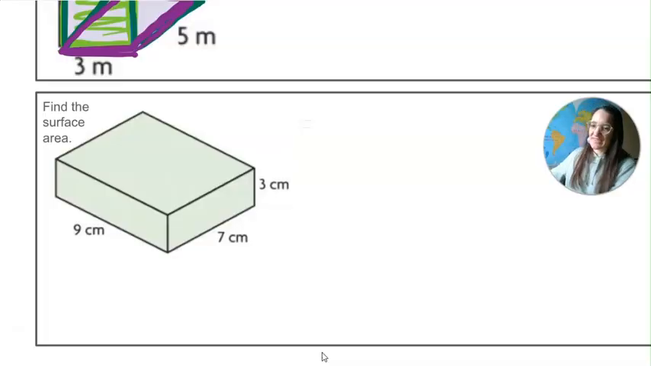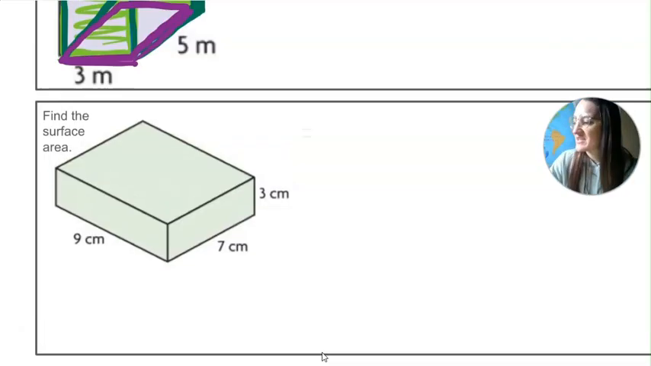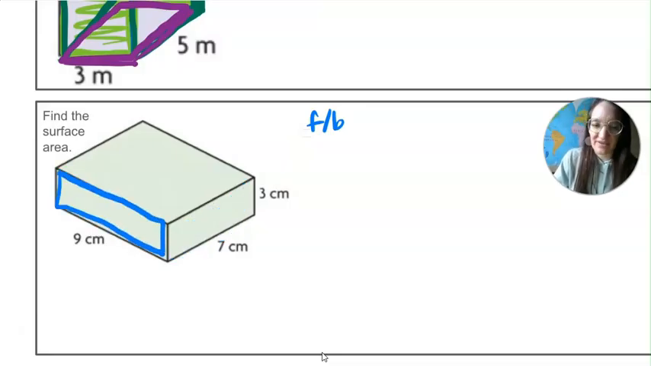Okay. Let's try it again. This one looks more like my packet papers here, huh? It's kind of flat on the bottom, on the top and bottom. Okay. But I'm going to do the exact same thing. I'm going to go front and back. And this could be my front, or this could be my front, however you want to think of it. Just make sure that you do all the different sides.